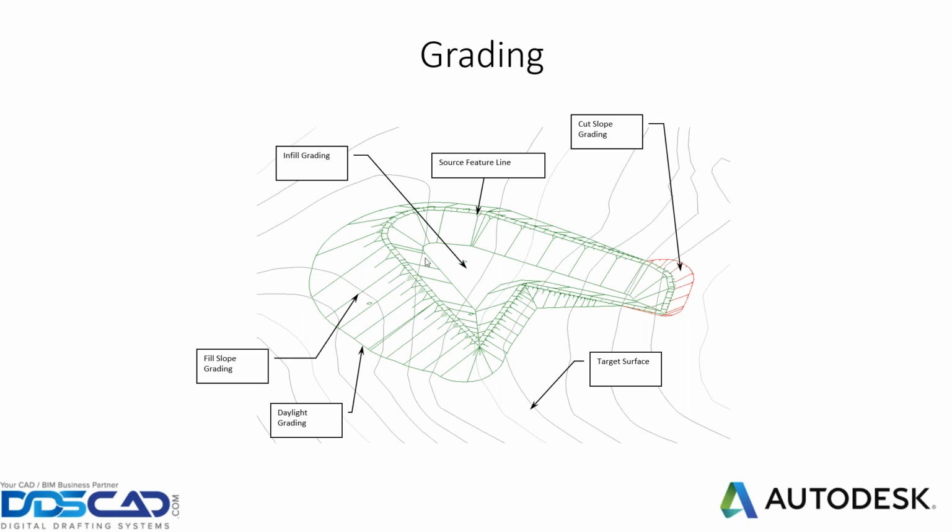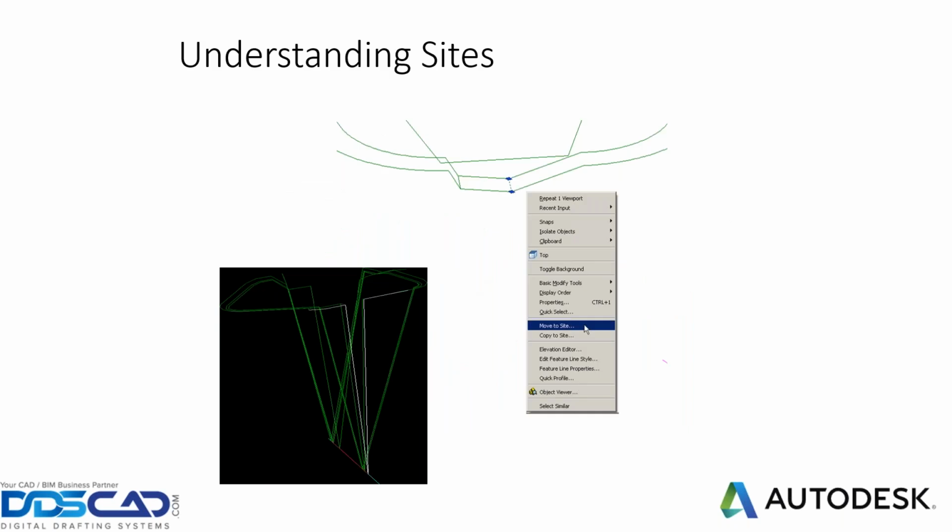From there, you'll see there are some examples here. This is a pond, obviously. This is a fill slope. This is a cut slope. This is your target surface. These grading objects or feature lines here, as well as this berm and this infill, are all dynamically linked to the source feature line. That's the beauty of Civil 3D: with everything in Civil 3D, you start with something, and any other aspects of the design are usually linked to the objects you started with, okay?